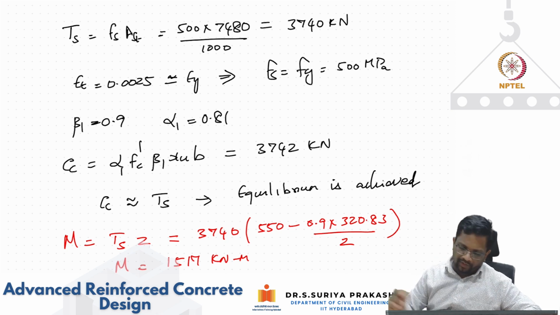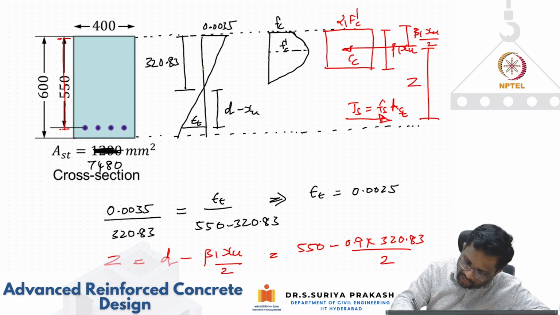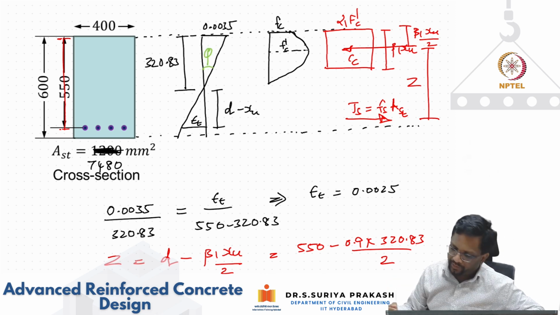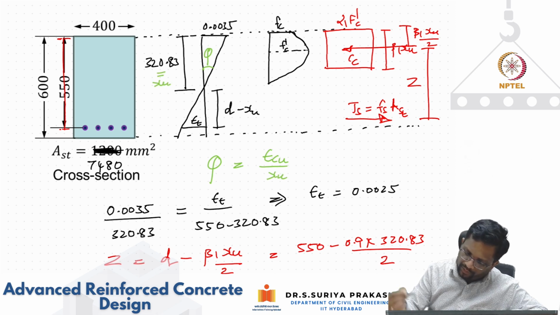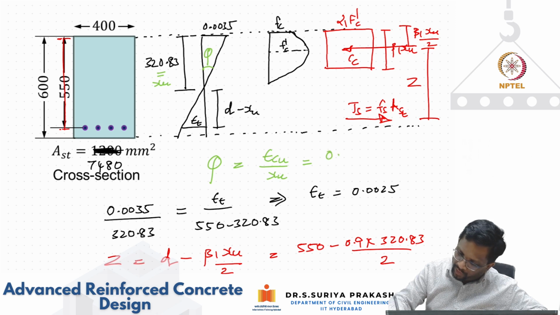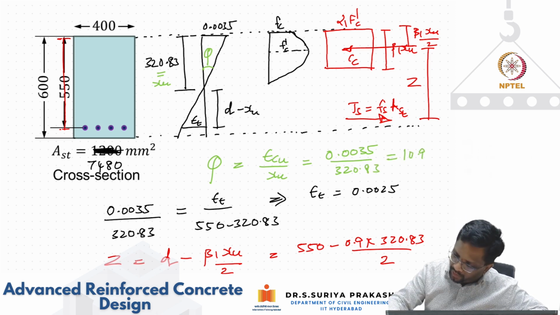Now, what is next? Curvature. If you go back, what is curvature? Curvature is the slope, which is your phi. Phi can be written as epsilon cu by Xu, which is equal to 0.0035 by Xu, which is 320.83, and this works out to be 10.9 into 10 to the power of minus 6, 1 by millimeter.